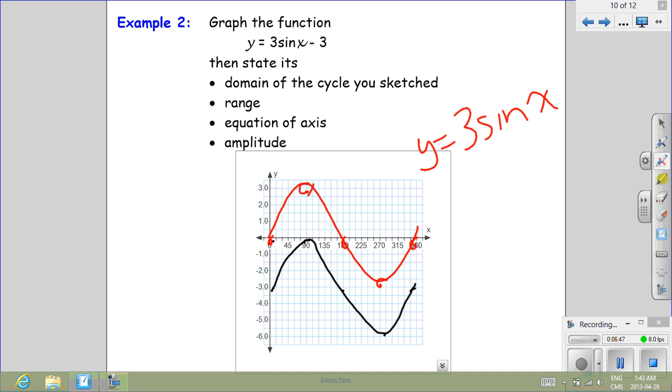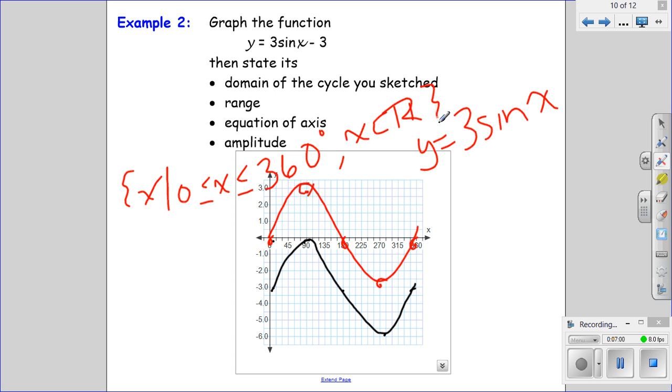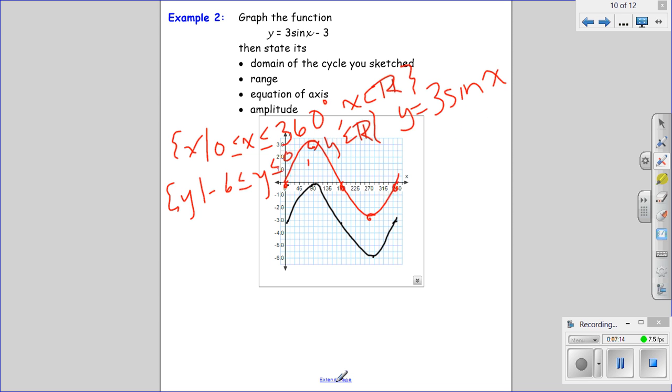What is the domain of this? The domain isn't that hard. What I graphed started at 0, and that's less than or equal to x, less than or equal to 360 degrees. If I'm doing one cycle and I haven't shifted left and right, my domain will stay the same. My range, I actually found out on the page before that it goes between -6 and 0. And I have to say it's an element of the real numbers. I don't know why I didn't do that.